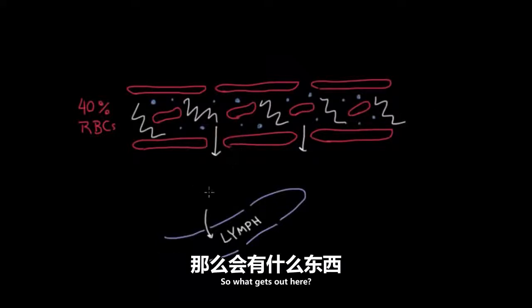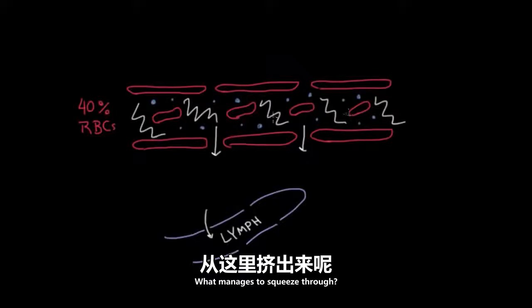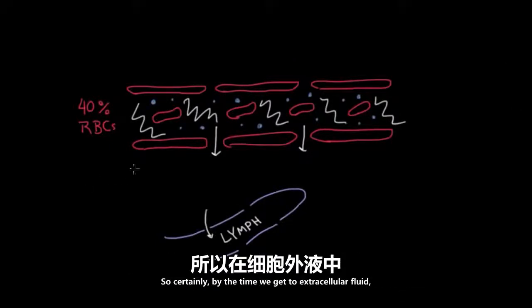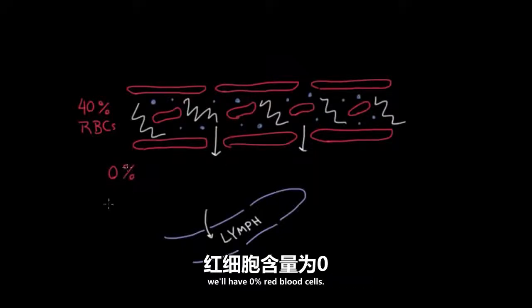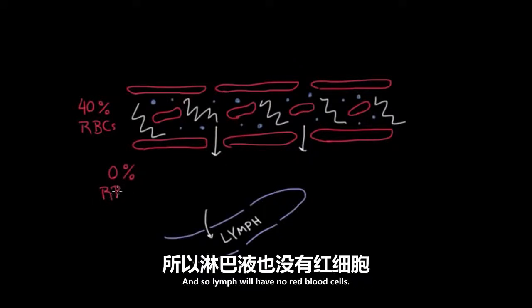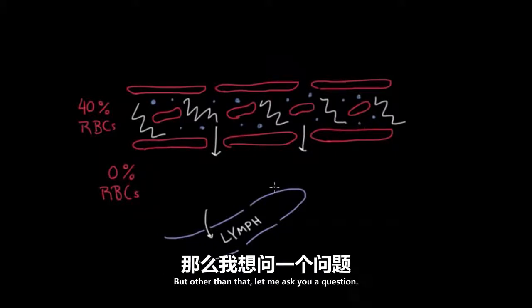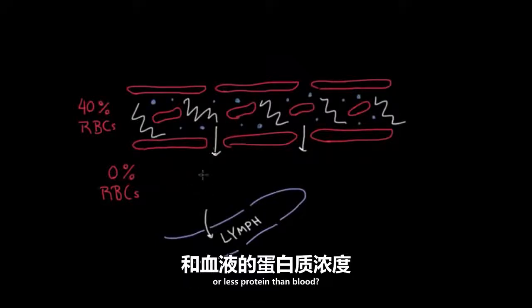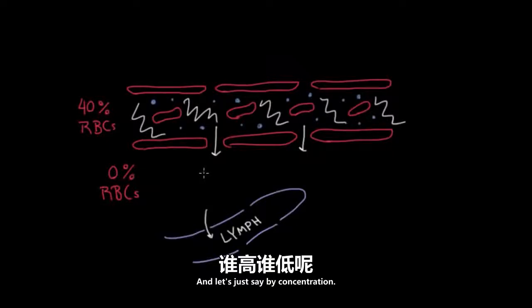So what gets out here? What manages to squeeze through? Well, we know that the red blood cells don't manage to squeeze through. So certainly by the time we get to extracellular fluid, we'll have 0% red blood cells. And so lymph will have no red blood cells. But other than that, let me ask you a question. Do you think that lymph has more protein or less protein than blood? And let's just say by concentration.